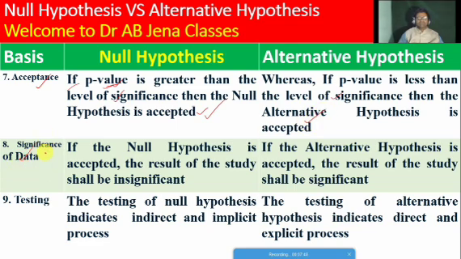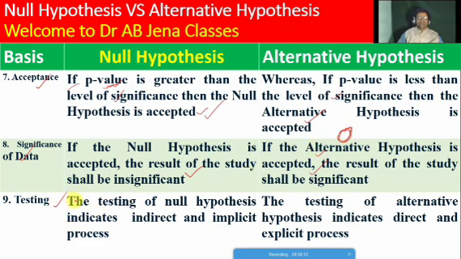Next basis of comparison, friends, is the significance of data. If the null hypothesis is accepted, the result of the study shall be insignificant, whereas if the alternative hypothesis is accepted, then the result of the study shall be significant, meaning there is a relationship or there is a difference.